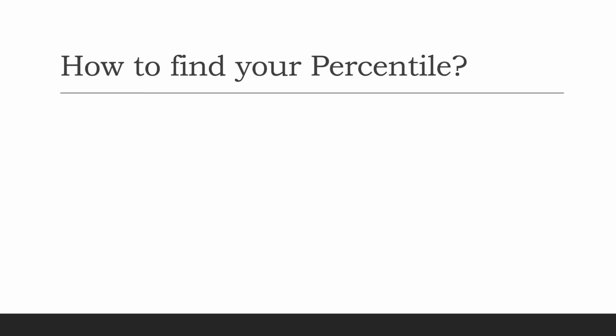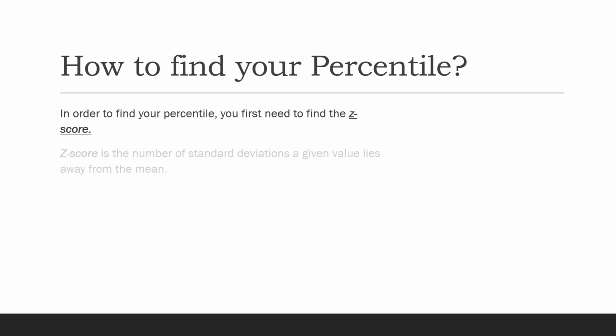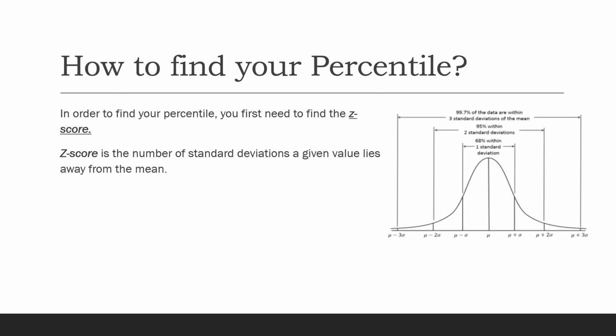Now that you know what a percentile is, how exactly do you find your percentile? In order to do so, you first need to find something called the z-score. A z-score is the number of standard deviations a given value lies away from the mean. To explain this concept, let's consider a normal distribution.